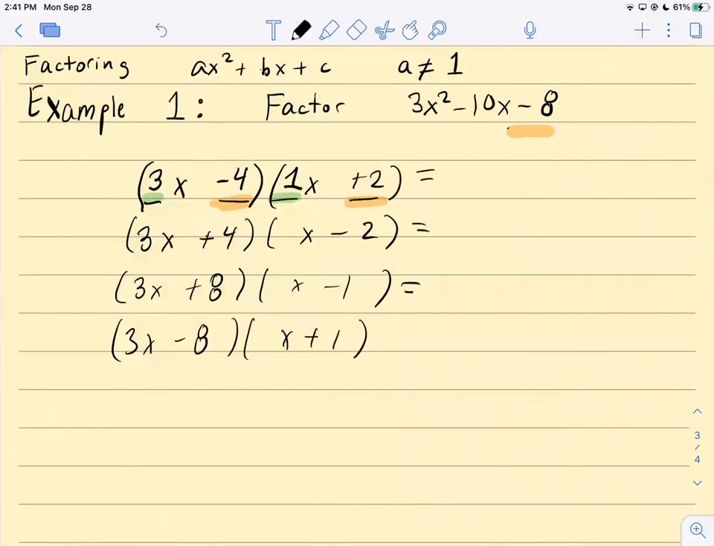Now the name of the game is just to figure out which of these has a middle term that will be negative 10x. Let's FOIL out the first one. You get 3x squared, and if you just look at it here, it'll be negative 4x plus 6x, so that's going to be plus 2x. And the last number will be negative 8. So all of these will have the same 3x squared. This will be plus 4x minus 6x. This will be negative 2x minus 8.